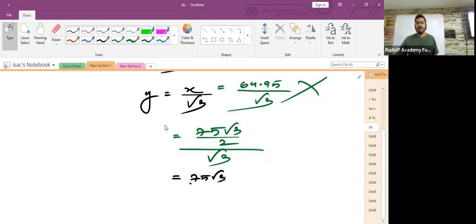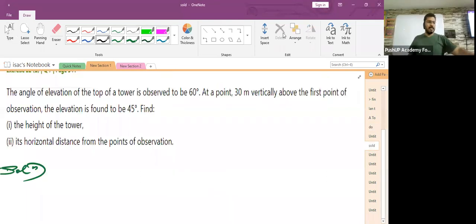Do this calculation. So what they are saying here: the angle of elevation of the top of a tower is observed to be 60 degrees. At a point 30 meter vertically above the first point of observation, the elevation is found to be 45 degrees. Find the height of the tower. Second thing we will look after later. Okay, find the height of the tower.